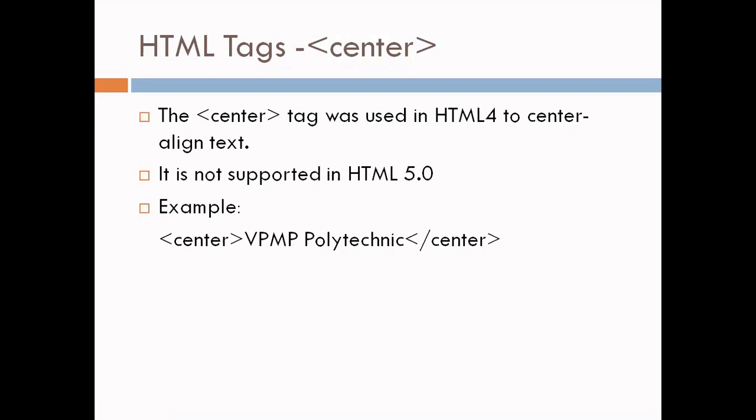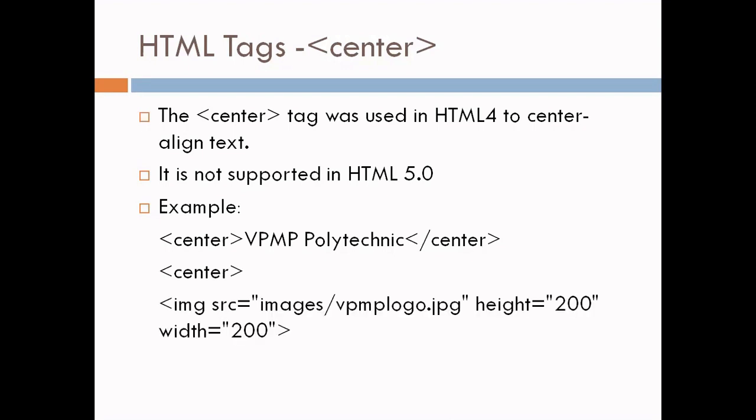In the same way, we can also display an image in the center of a web page. Center, then image tag, then closing center tag. Here the img tag will display an image, and that img tag is written between the center starting tag and center ending tag. So it will display an image in the center of the web page. Now let's see the example of the center tag.